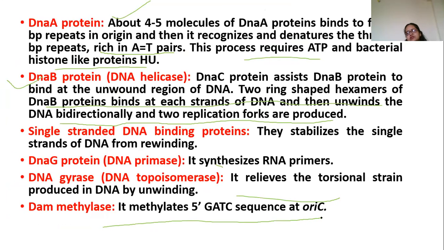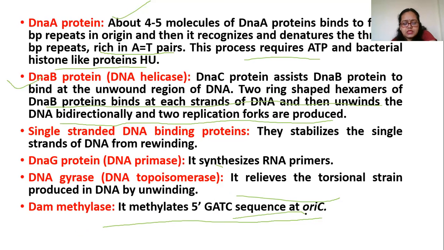Both the parental strands are already methylated. So the newly formed DNA strand must also be methylated, and methylation of those newly synthesized DNA strands is done with the help of the enzyme DNA methylase, and it occurs at the 5' GATC sequence at ORI C. Okay, so once the replication is complete, DNA methylase would methylate the newly formed DNA strands, and also it methylates the 5' GATC sequence at ORI C.